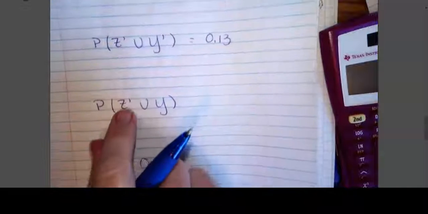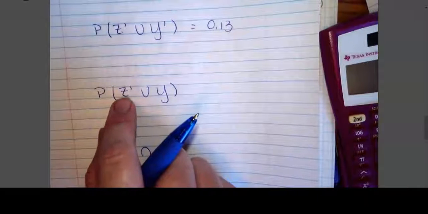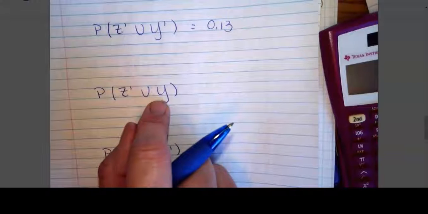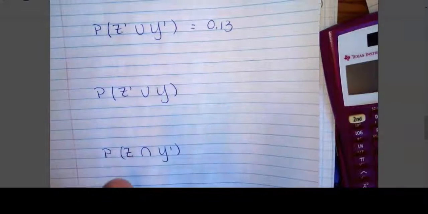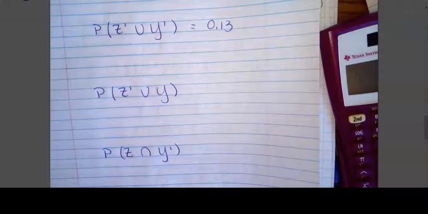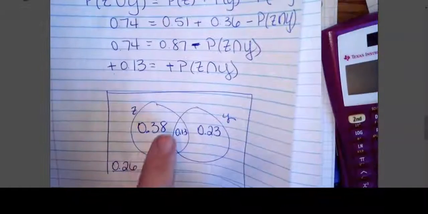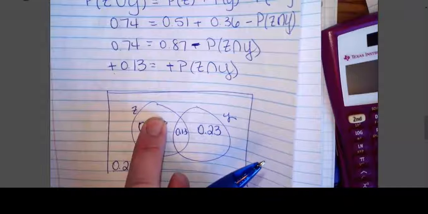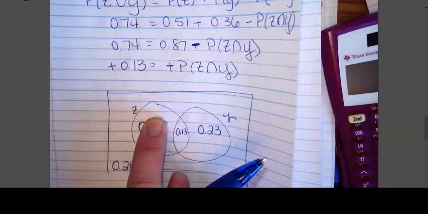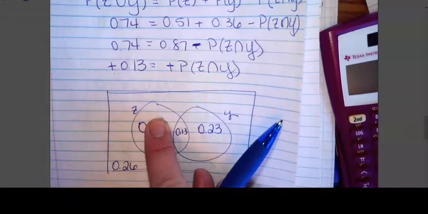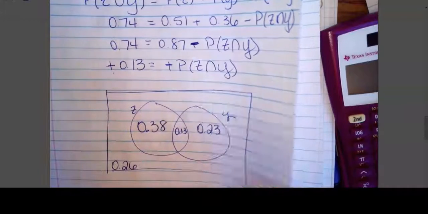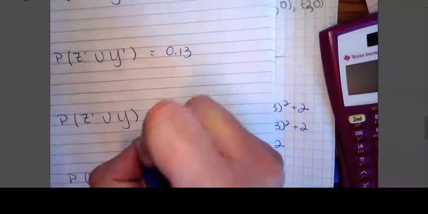Okay, the next option we have is not Z or Y. Not Z, or we can say Y. Okay, so we want not Z, so we don't want the 0.38, but we're okay with Y, and we're okay with everything else. So we're okay with the 0.13, we're okay with the 0.23, and we're okay with the 0.26. So 13 and 26 is 39, 49, 59, 62. Okay, so that's going to be 0.62.